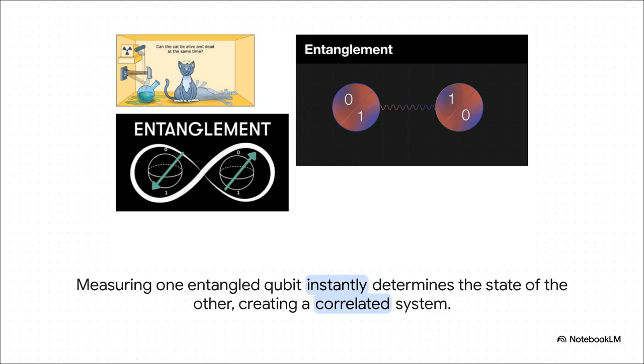So the key thing to get here is this. If you have 2 entangled qubits, the second you measure one and it turns out to be a 0, you know instantly that its partner is a 0 too, no matter how far away it is. This creates this deeply connected system that allows for calculations so complex they are just impossible for any regular computer.